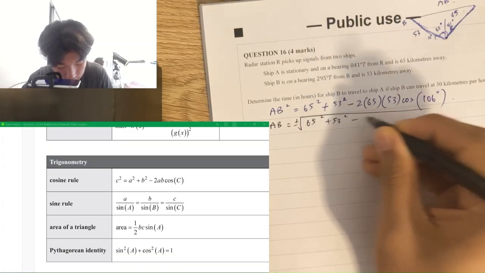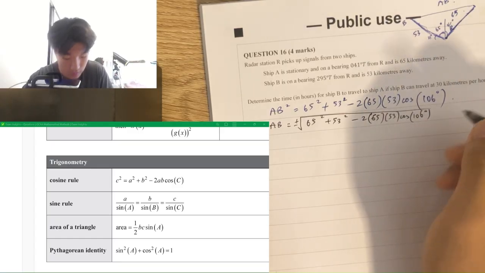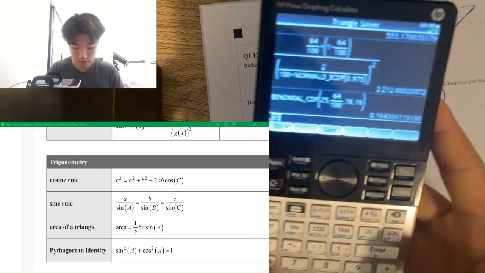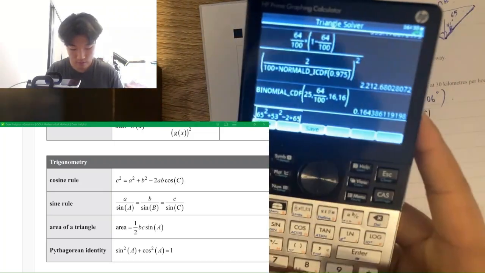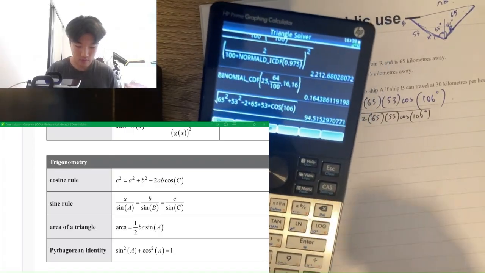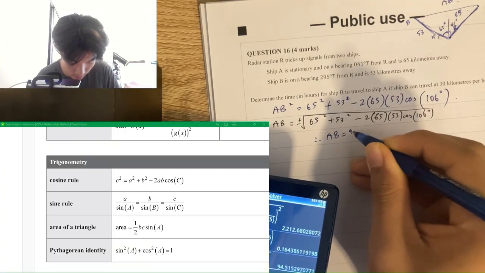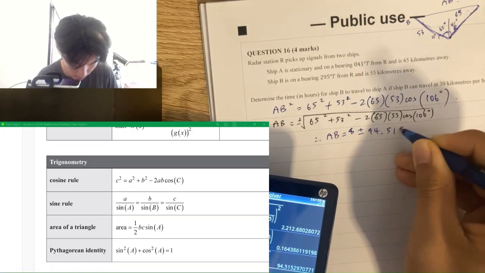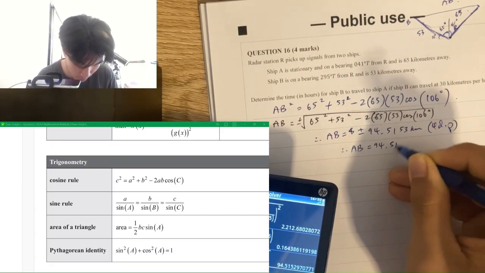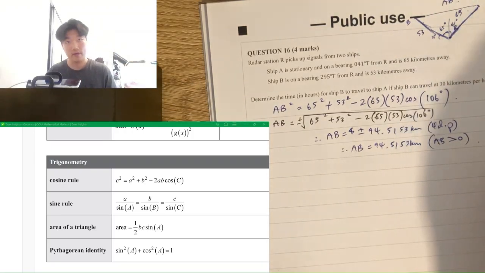Obviously, you can use triangle solver. It's probably encouraged. Square root. But we can use triangle solver to double check our solution. That's what's good about this. We get a length of 94 point. Therefore, AB equals plus minus 94.5153. It needs to be positive, greater than 0.